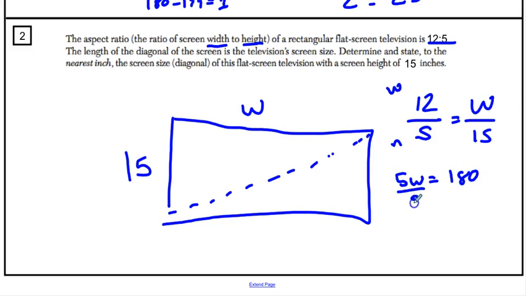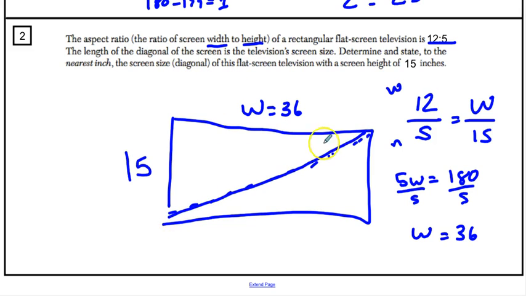We're going to divide both sides by 5. And when we do that, we get W is equal to 36. But that is not our answer, okay? The reason is the question says, what is the diagonal? And to find the diagonal, we have to remember that this is a right triangle, okay? This is a right triangle with sides of 15 and 36.